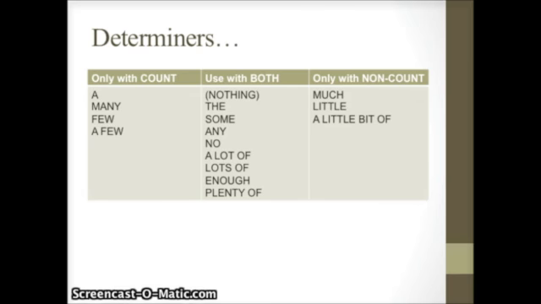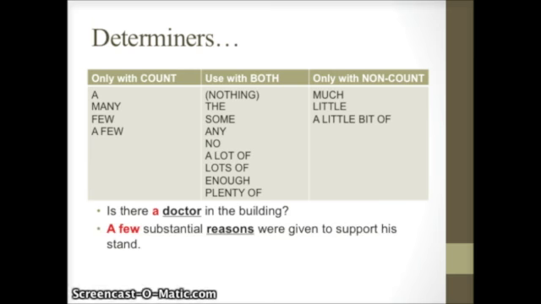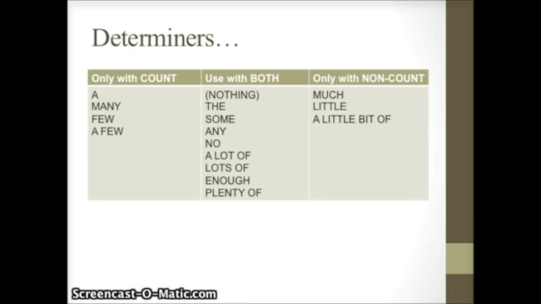The count determiners are referring to a specific number of items in both the singular and plural sense. Here's an example. Is there a doctor in the building? This refers to one doctor. A few substantial reasons were given to support his stand. This refers to 2 or 3 reasons, which is countable. The non-count determiners refer to the whole or part of the whole item being talked about.